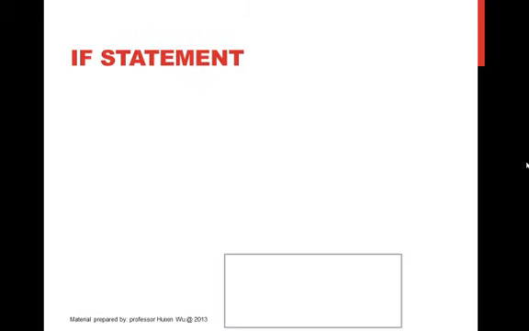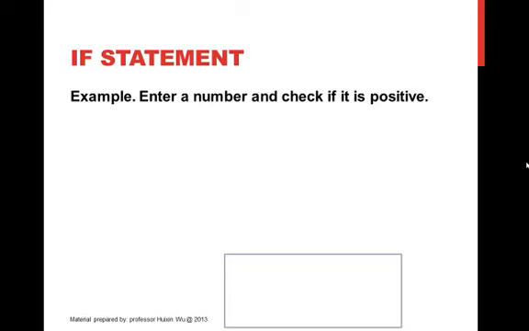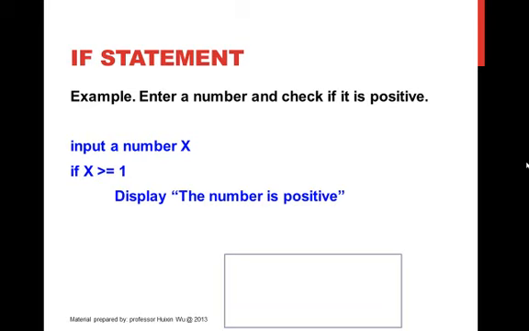For example, if we are writing a program to check if a number is positive, we can use the if statement to check if the number is greater than or equal to 1. Then, if the statement is true, it will run the lines within the if statement. In this case, it will display the number is positive. And the if statement ends.